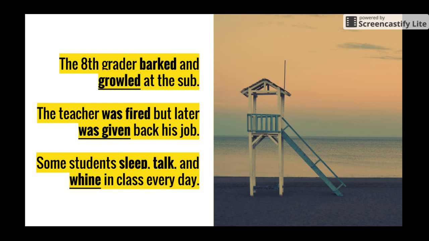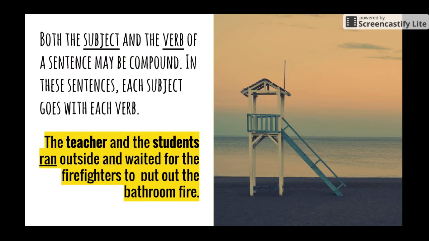Some students sleep, talk, and whine in class every day. Sleep, talk, and whine are the compound predicate shared by the subject, some students. Both the subject and the verb of a sentence may be compound. In these sentences, each subject goes with each verb. For example, the teacher and the students ran outside and waited for the firefighters to put out the bathroom fire. Teacher ran and waited. Also, students ran and waited. So what we have here is a compound subject and a compound predicate.